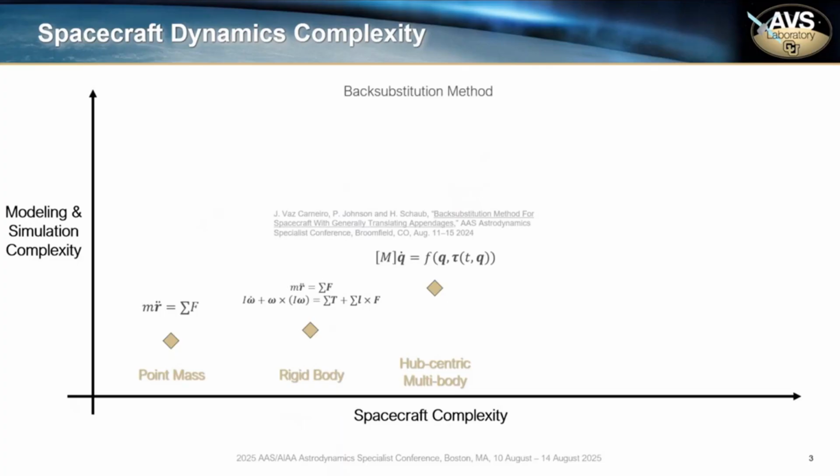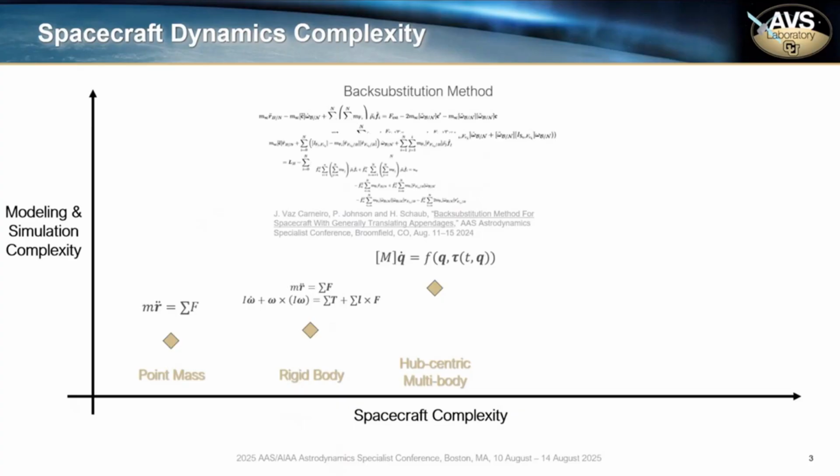One such technique is the back substitution method. Now, this method has significant challenges. Namely, extending its capabilities requires very lengthy analytical derivations. These are just some of the equations from last year's ASC conference, from a paper about modeling robotic arms with the back substitution method. Needless to say, this is a pretty lengthy and complicated derivation.